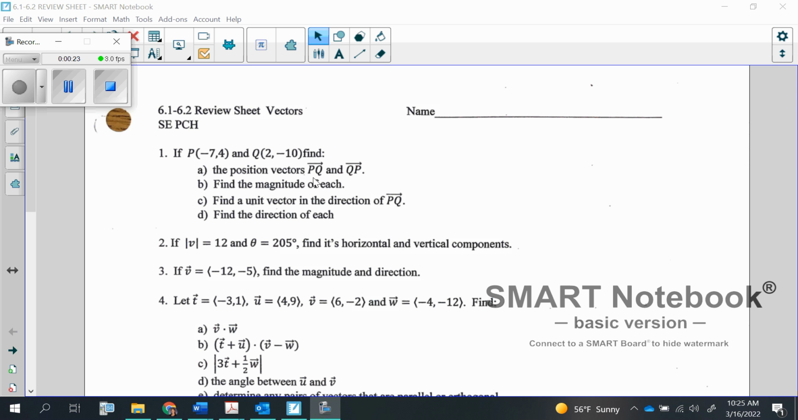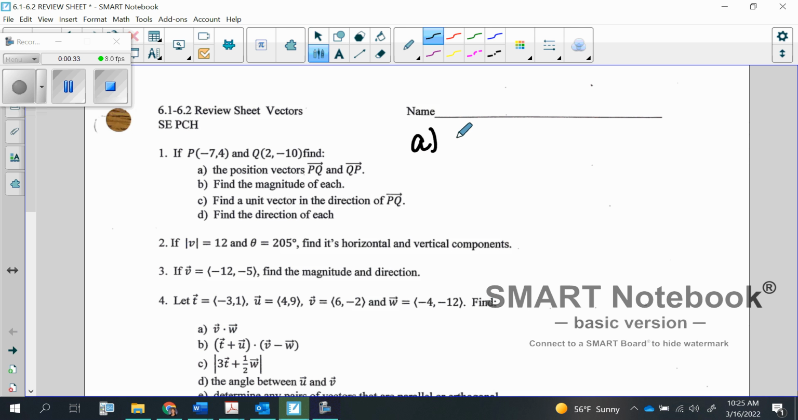So first off, for number 1, it says if P is (-7, 4) and Q is (2, -10), we want to find the position vectors PQ and QP. Remember, when it comes to vectors, the direction matters. So to find the position vector in component form for PQ, we are going to start with Q and subtract point P from it.